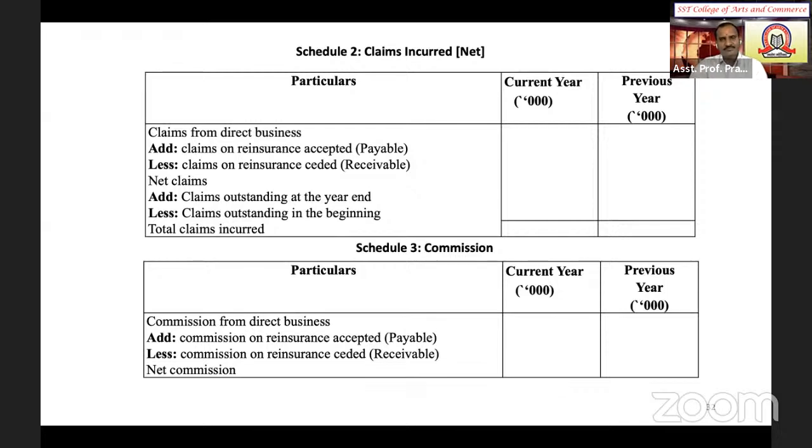Now, schedule 3, commission. Again the same: commission from direct business, which is given in the question. Add commission on reinsurance accepted, that means payable, less commission on reinsurance ceded, receivable, and that way the net commission will arrive.